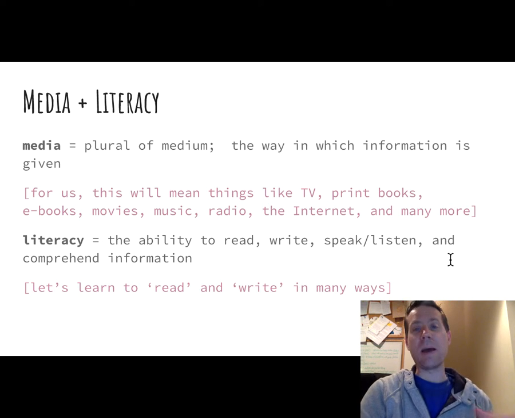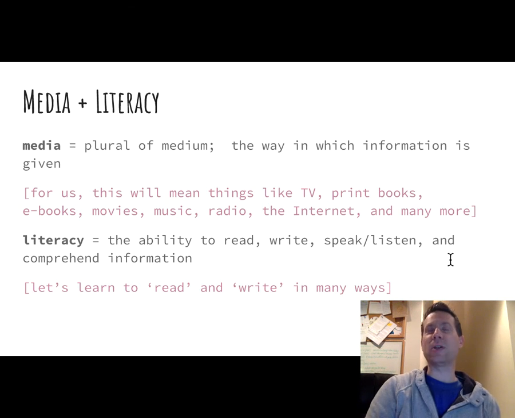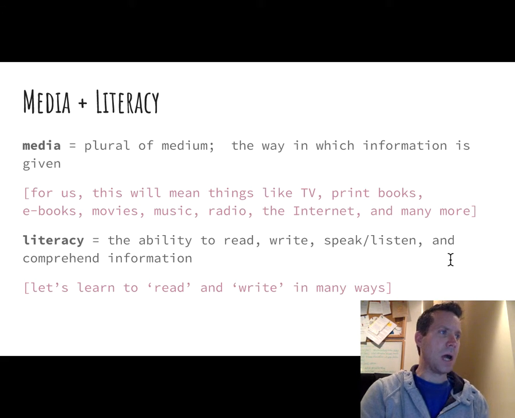So, when we're talking about media, in this case, I'm more interested in the technology, the kinds of things that we get information from, maybe movies or music. They're conveying information or messages or ideas or concepts in a particular way. So that's what we mean by media.